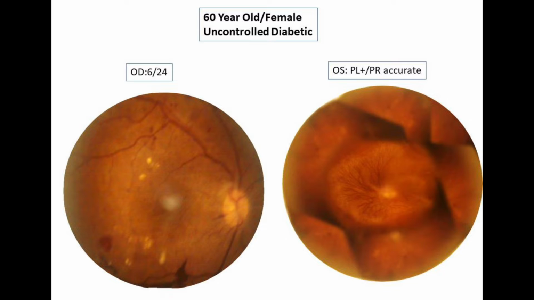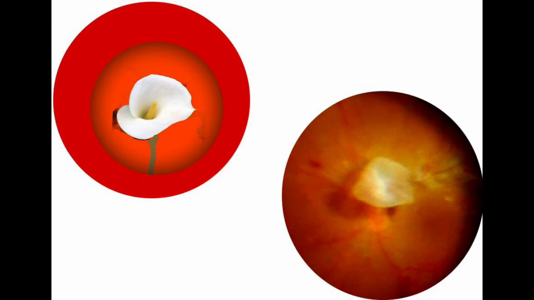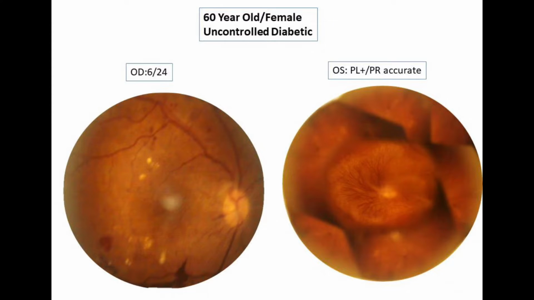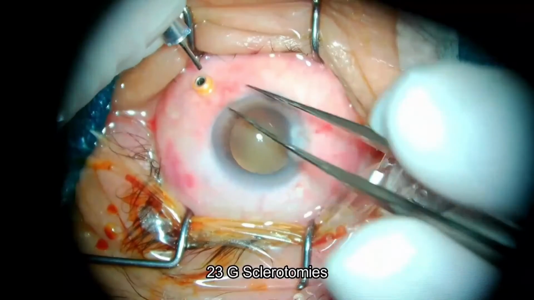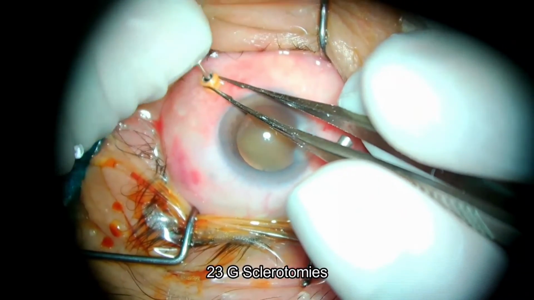Dilated fundus examination revealed advanced proliferative diabetic retinopathy with fibrovascular proliferation resembling a flower in a pool of blood-filled vitreous cavity. The right eye had high-risk proliferative diabetic retinopathy and received pan-retinal photocoagulation. She received an anti-vascular endothelial growth factor injection in the left eye, followed by 23-gauge pars plana vitrectomy.